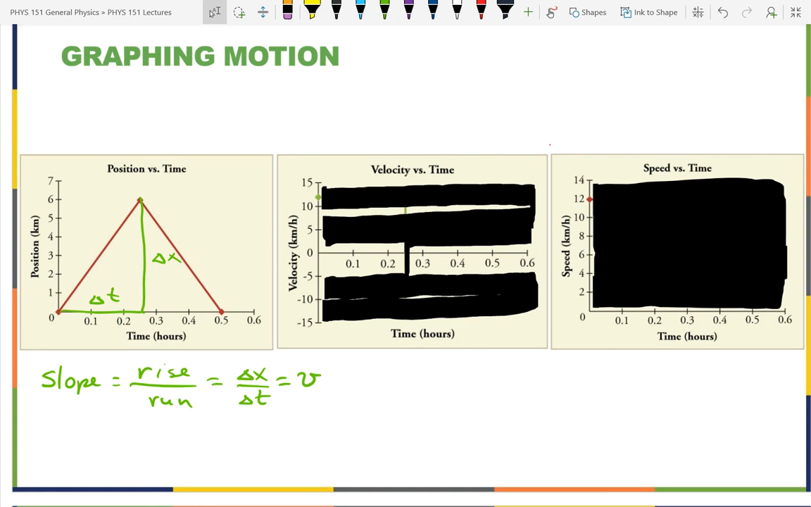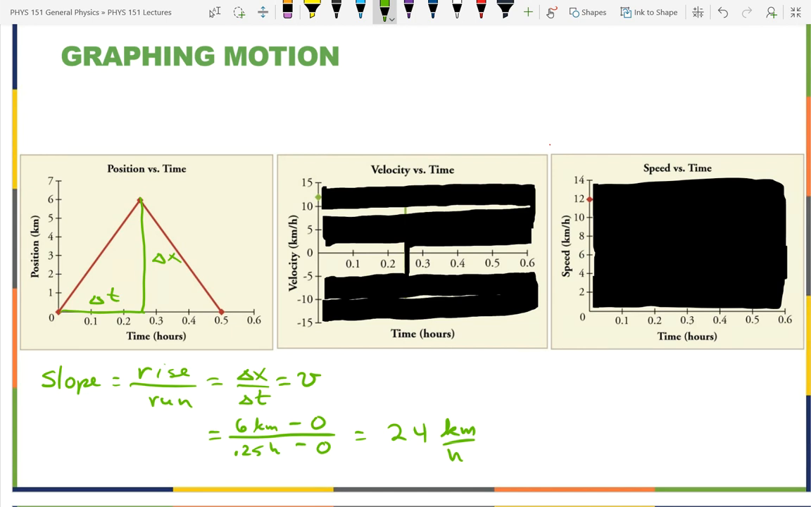So I can describe the motion very accurately from looking at that. And based on our calculations, hopefully you all understood my math there. Delta X, the X final was 6 kilometers. The X initial was 0. Delta T was 0.25 hours minus 0. So the speed there was 24 kilometers per hour going out, same speed coming back, just opposite.